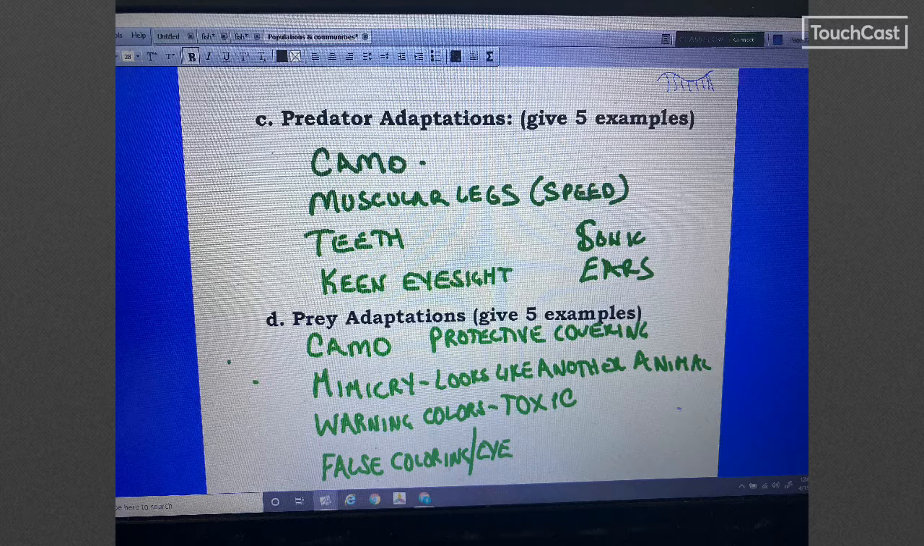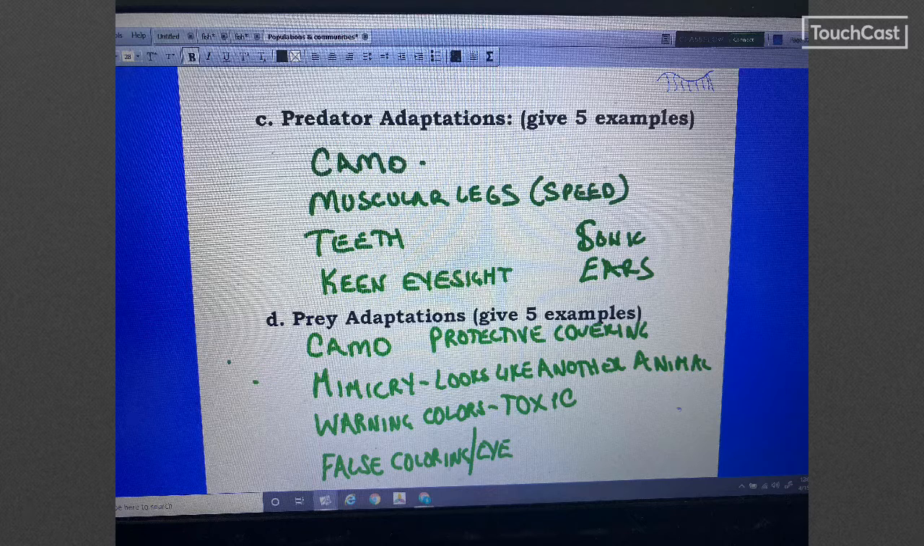And then there's false colorings or eyes, and that usually just flashes and throws a predator off for just a split second and allows the prey to escape. So sometimes you'll see moths flash their wings, and all of a sudden a giant spot will flash before the predator and kind of startle them, and then the moth can fly off.